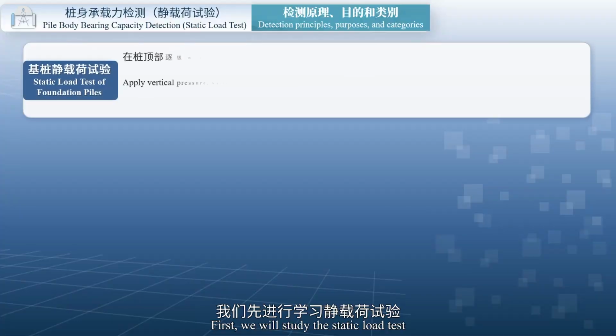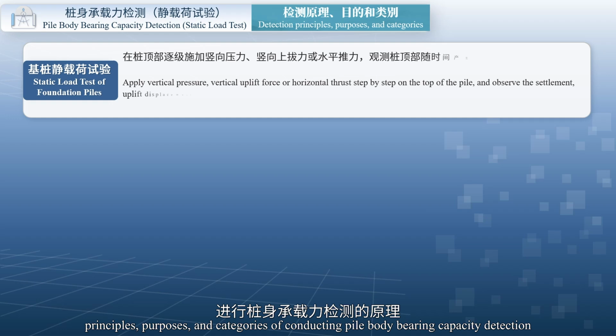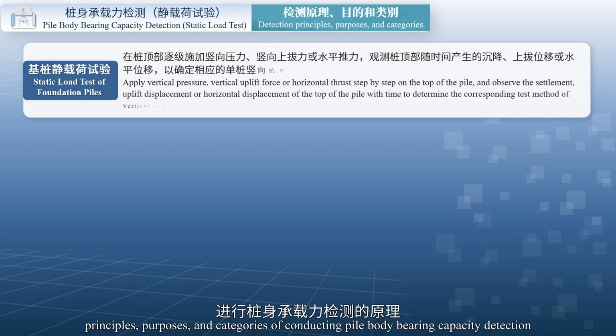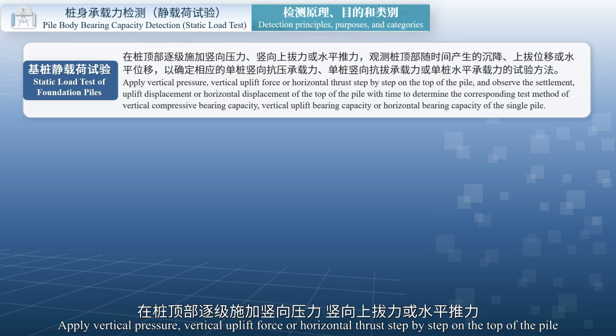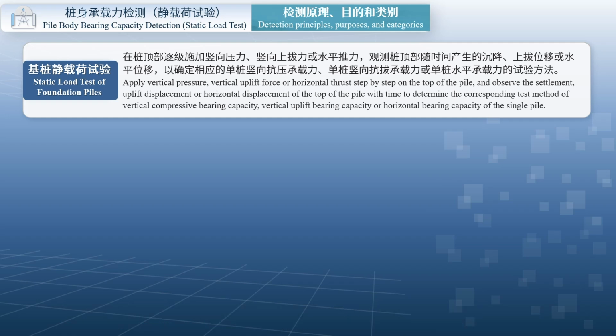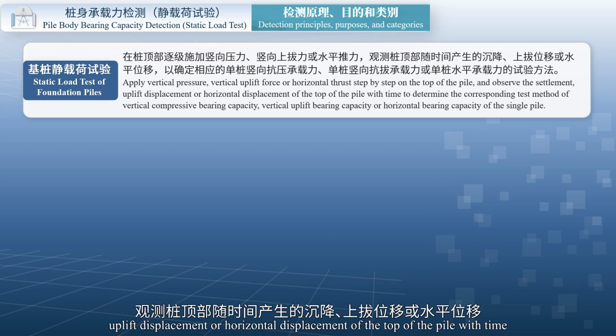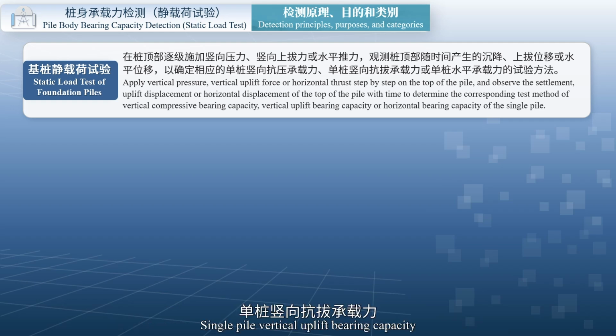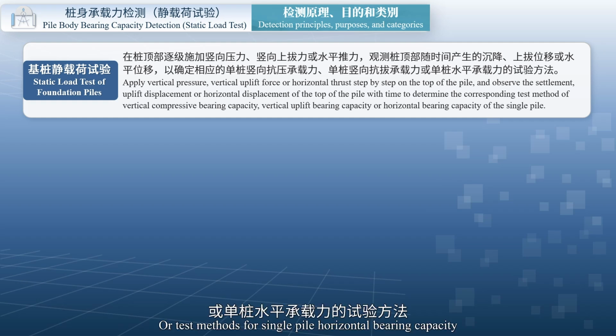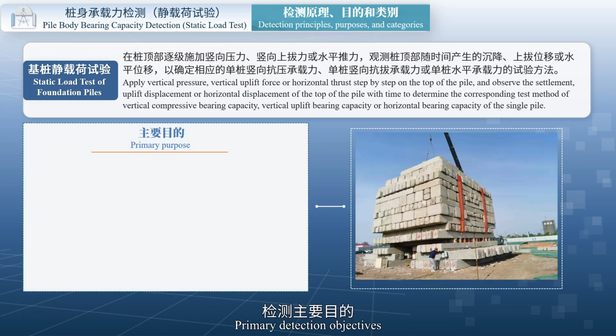First, we will study the static load test. Principles, purposes, and categories of conducting pile body bearing capacity detection. Its principle is: apply vertical pressure, vertical uplift force, or horizontal thrust, step by step, on the top of the pile, and observe the settlement, uplift displacement, or horizontal displacement of the top of the pile with time, to determine the corresponding single pile vertical compressive bearing capacity, single pile vertical uplift bearing capacity, or single pile horizontal bearing capacity. Primary detection objectives.